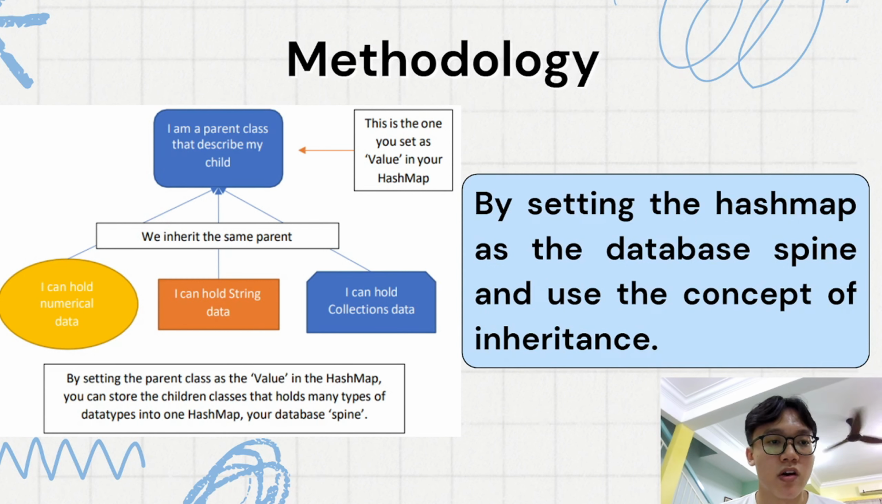As you can see in the diagram, we set the hash map as the database spine and use the concept of inheritance. The values stored in the database are children classes that inherit from the parent class. This allows us to store data with different data types.